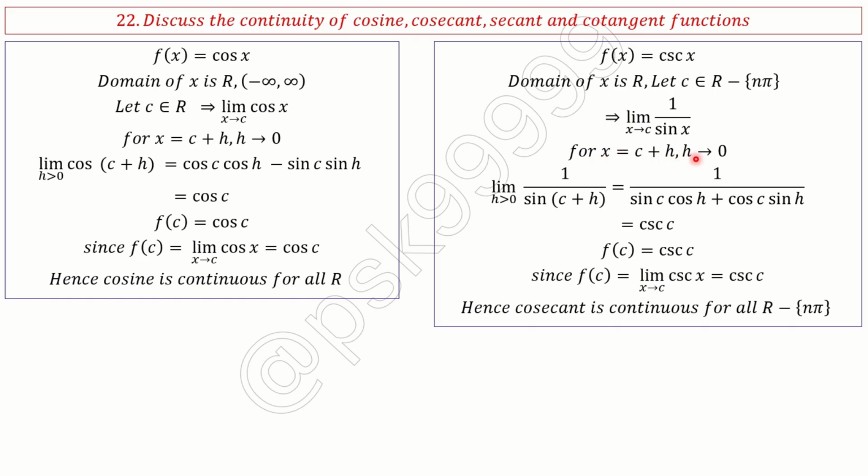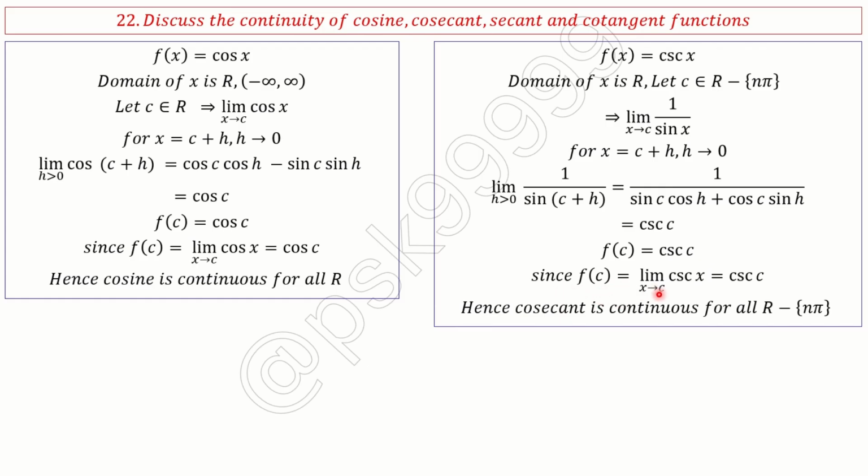For x equal to c plus h, and h tends to 0. Limit h tends to 0, 1 by sin of c plus h, which is nothing but 1 by sin c cos h plus cos c sin h. Now if I substitute 0 for h, this is 0, this is 1, so I am left with 1 by sin c, which is cosecant c. Correct? So f of c equal to cosecant c.